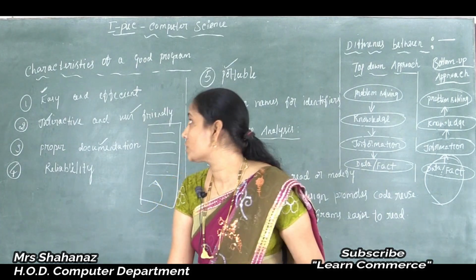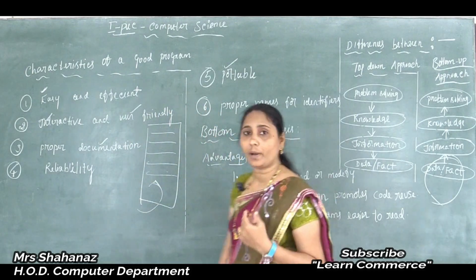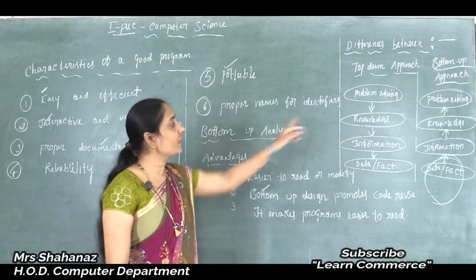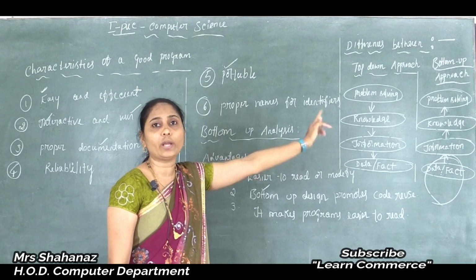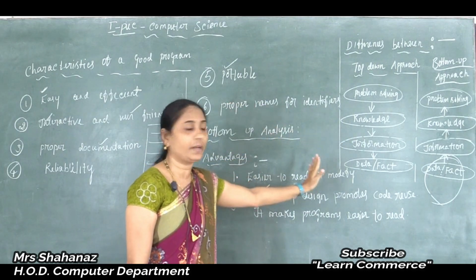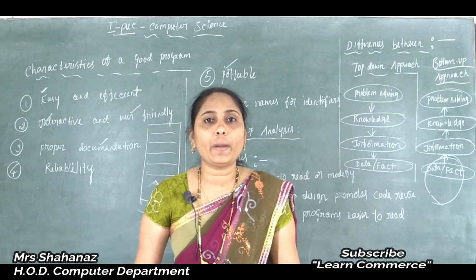So, clear all those points about the characteristics of a good program and also the bottom up analysis. And later on the flow chart, that is the design of top down analysis as well as the bottom up analysis. And lastly the advantages of the bottom up analysis.